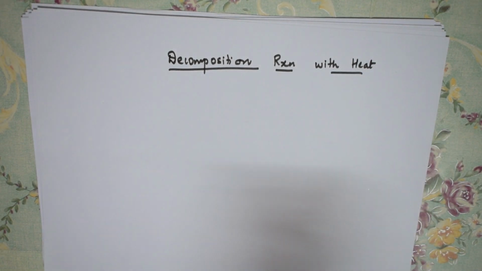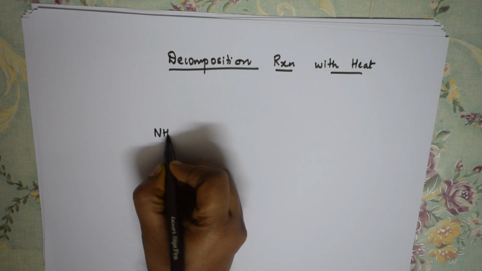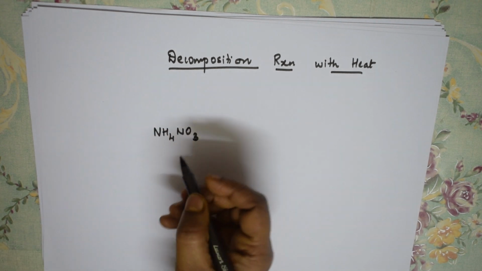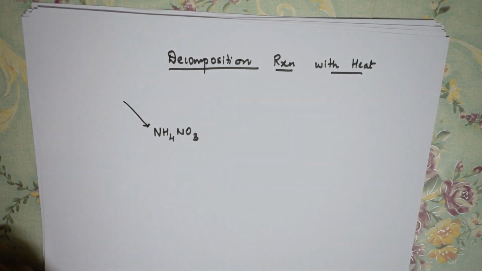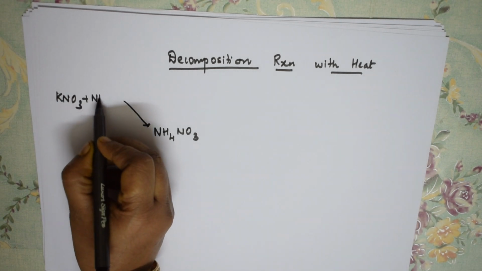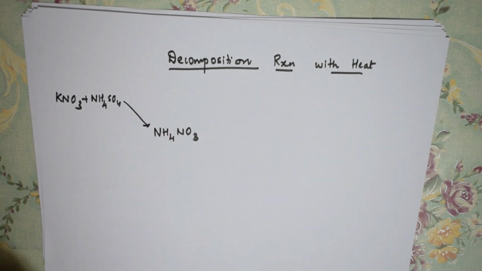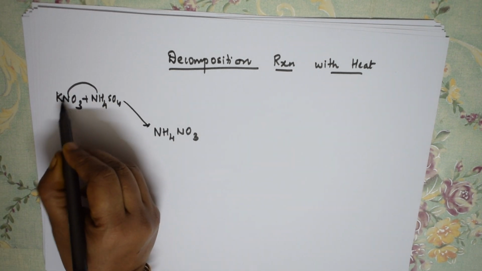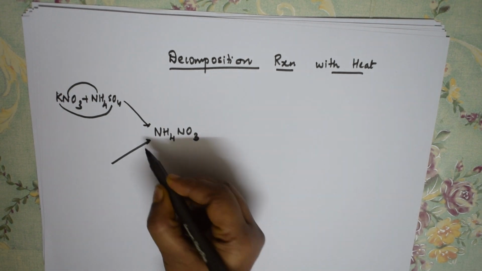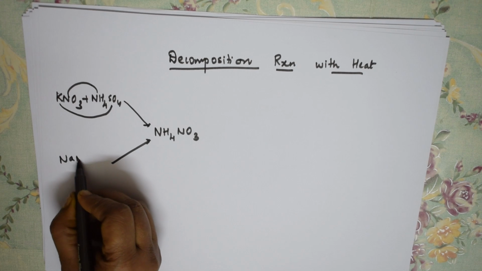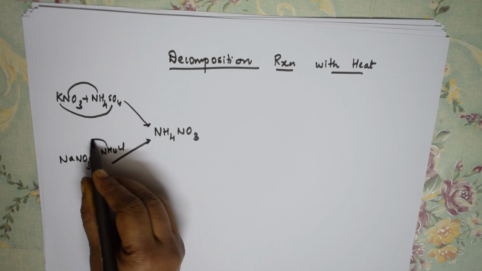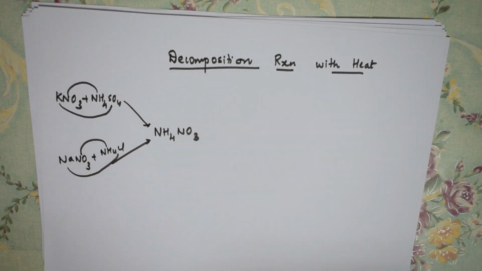Now here I'm going to take ammonium nitrate, NH4NO3. Ma'am, what is the precursor of ammonium nitrate? From where is it prepared? Just check. You can prepare ammonium nitrate from potassium nitrate plus ammonium sulfate. Potassium nitrate plus ammonium sulfate gives ammonium nitrate plus K2SO4. Further, you can also prepare ammonium nitrate from sodium nitrate, NaNO3, plus one more ammonium salt, ammonium chloride. You get ammonium nitrate and NaCl.